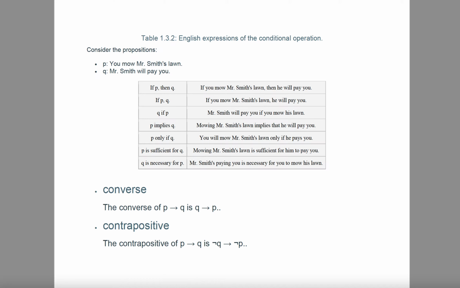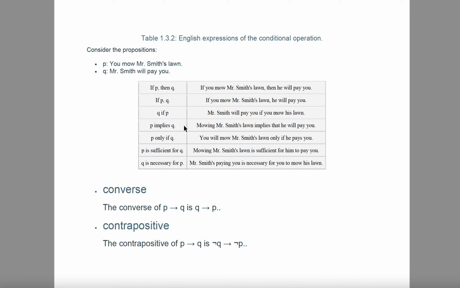That's your conditional statement. Now you have different English expressions of your conditional operation. So let's say you mow Mr. Smith's lawn and Mr. Smith will pay you. Think about this in English. If P then Q: if you mow Mr. Smith's lawn, then he will pay you. If P, Q: if you mow Mr. Smith's lawn, he will pay you. There's no then here. Q if P: Mr. Smith will pay you if you mow his lawn. P implies Q: mowing Mr. Smith's lawn implies that he will pay you.